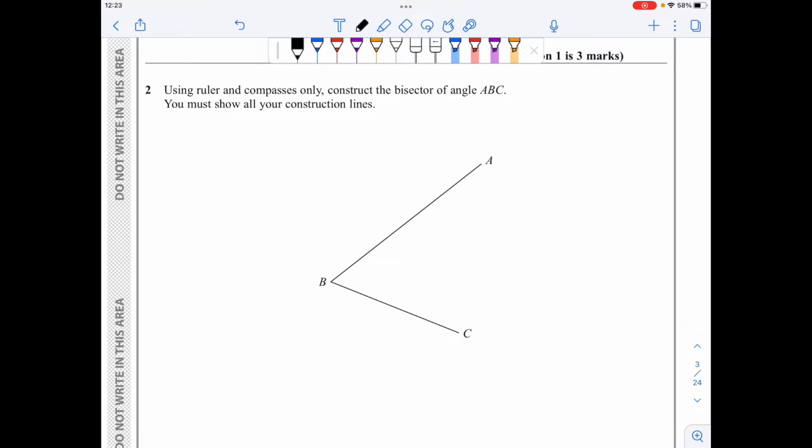For question 2, I'll need to open my compass to a length less than BC and draw an arc that cuts both lines BA and BC, something like this. Note that I'm interested in the 2 points of intersection of the red line with the lines AB and BC, so some students prefer to draw 2 separate arcs like this one. Next step is to draw 2 separate arcs with these 2 points as the center, where they will meet somewhere here.